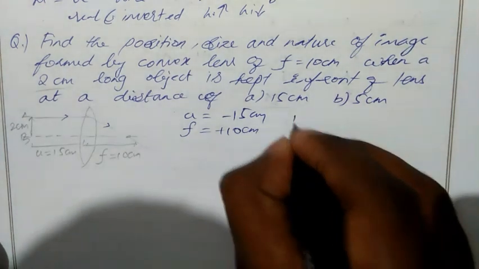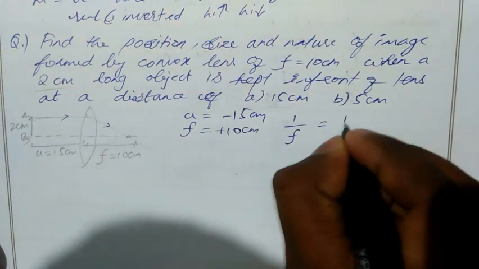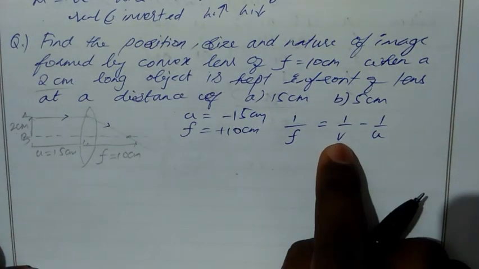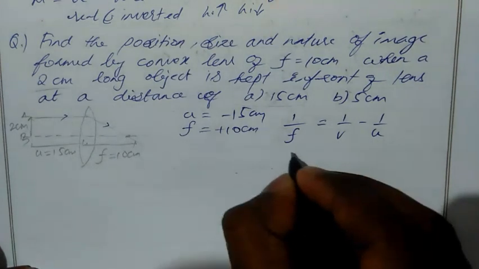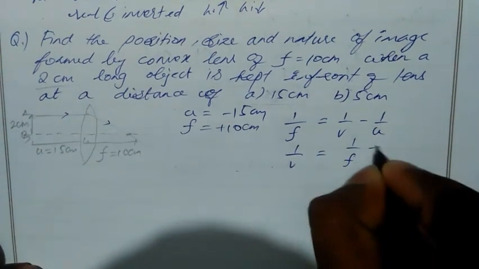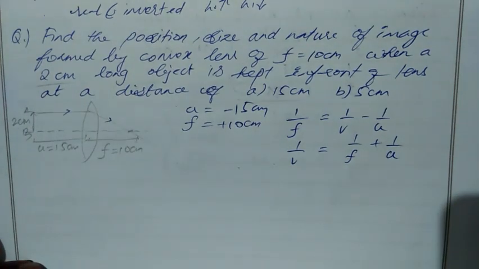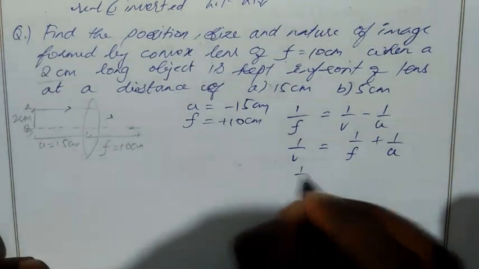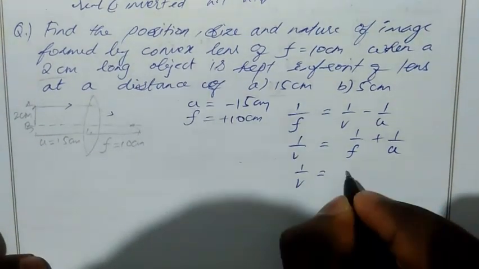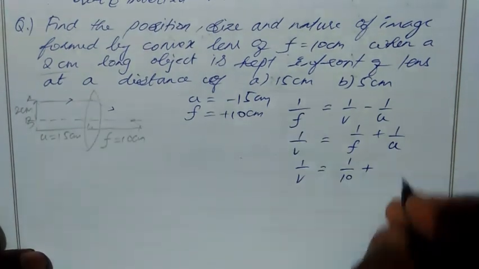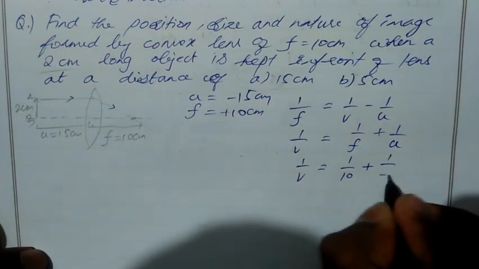So by using lens formula 1 by f equal to 1 by v minus 1 by u, we have to find the value of v. So we can take this formula 1 by v equal to 1 by f plus 1 by u. Okay, just rearrange the formula. Then substitute all the values. 1 by v equal to f is plus 10, 1 by 10 plus u is minus 15, 1 by minus 15.